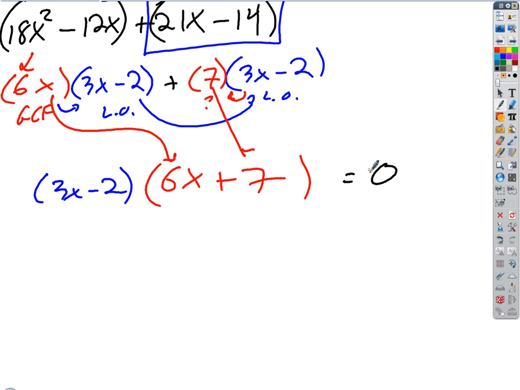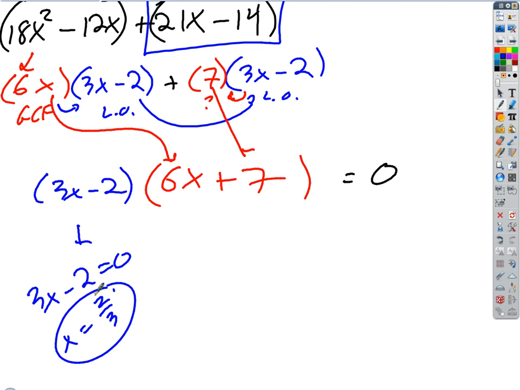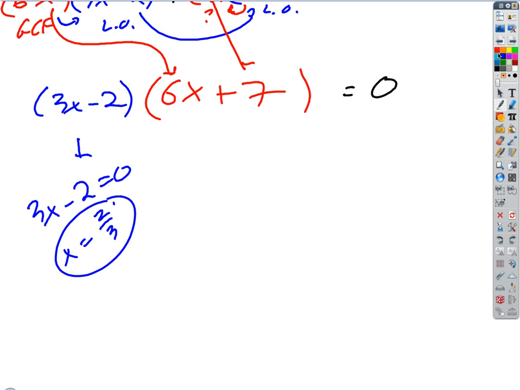I'm just gonna set these equal to 0 and solve, right? So I would have the equation 3x minus 2 equals 0. So I'd add 2 and divide by 3, right? And get x equals 2/3. Or over here, I get the equation 6x plus 7 equals 0. So I subtract 7 and divide by 6 and get negative 7/6.